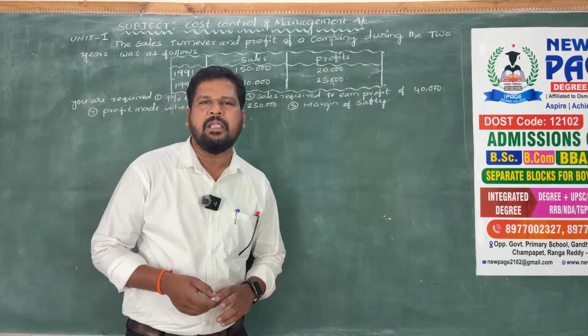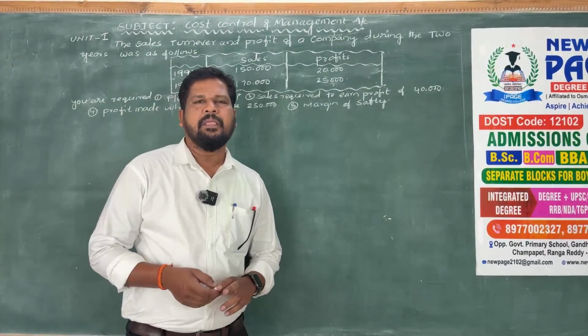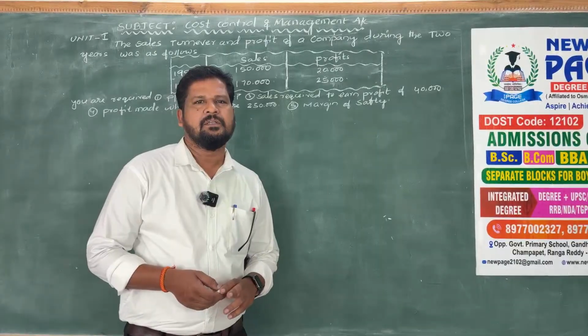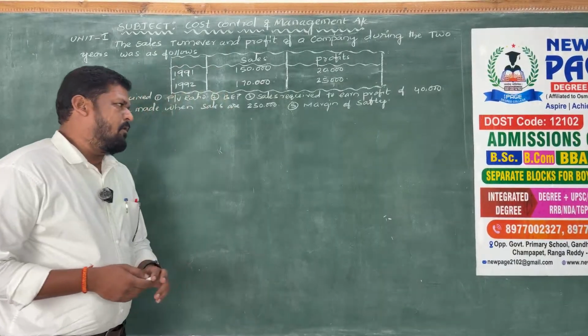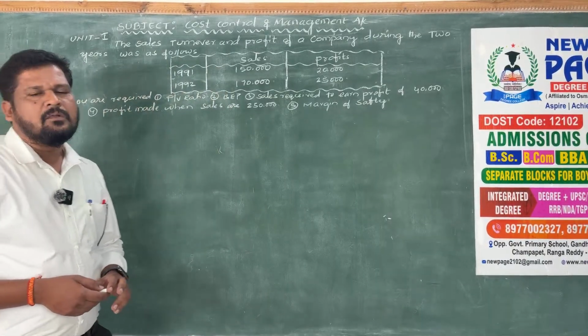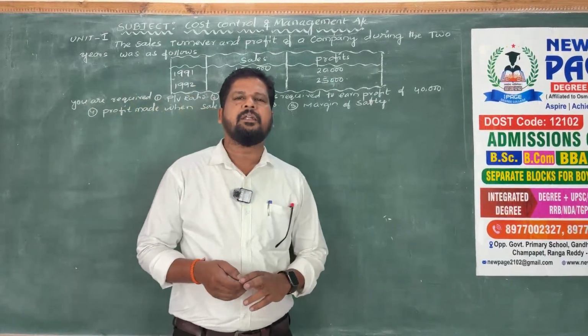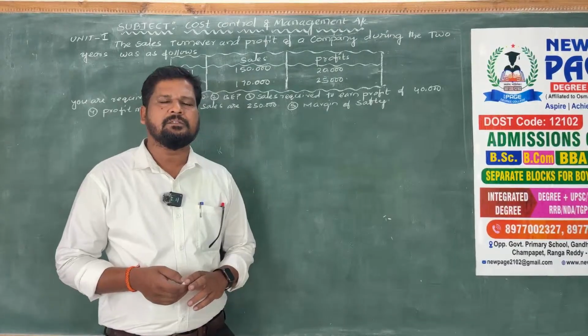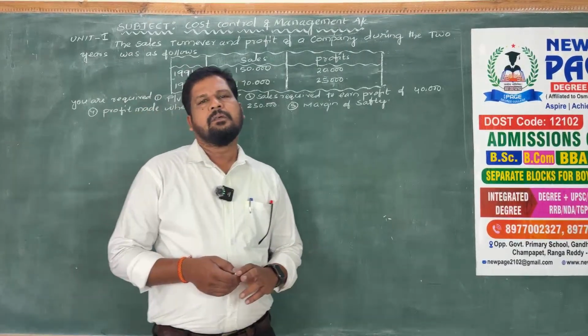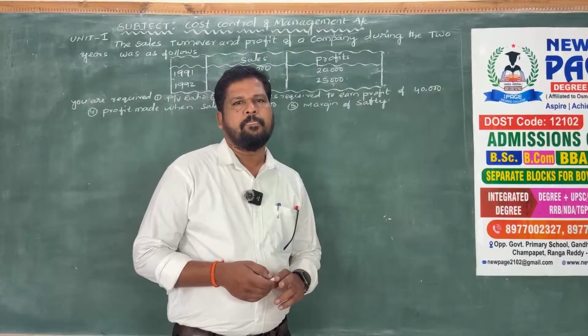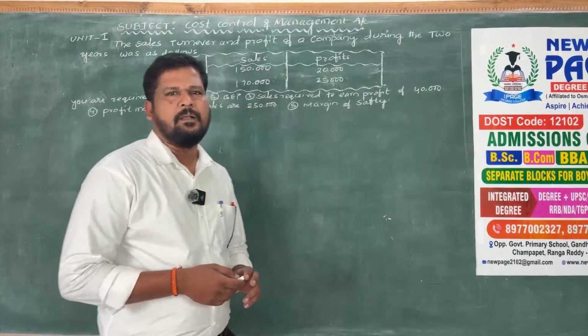in cost control and management accounting. It becomes a 6th semester subject. So now let's discuss the question paper pattern. Total marks are 100: 20 marks internal and 80 marks external theory exam.